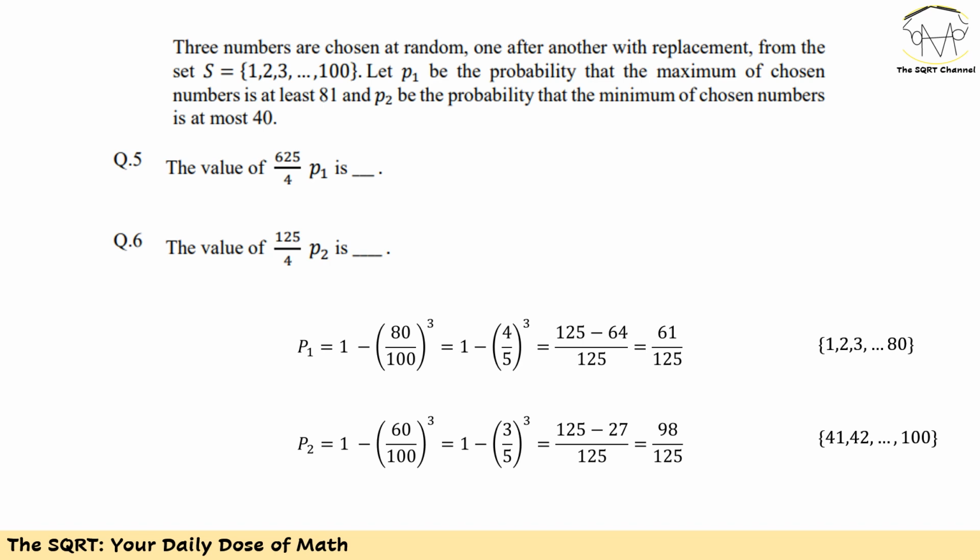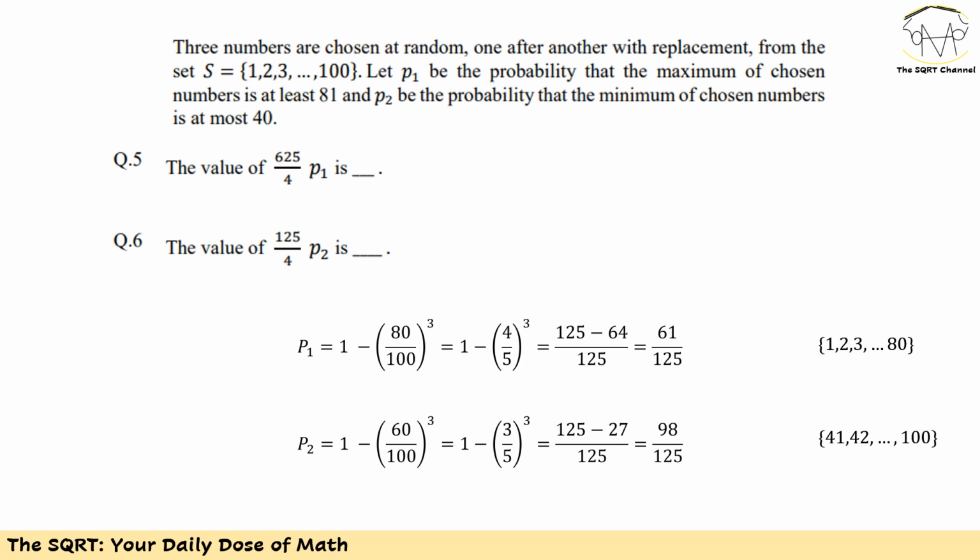Now P1 is going to be 1 minus this number, and the rest is just some simplification. We calculate 80 over 100 as 4 over 5, and then 1 minus 4 over 5 to the power of 3 is going to be 125 minus 64 over 125, which can be written as 61 over 125. Now let's move to P2.